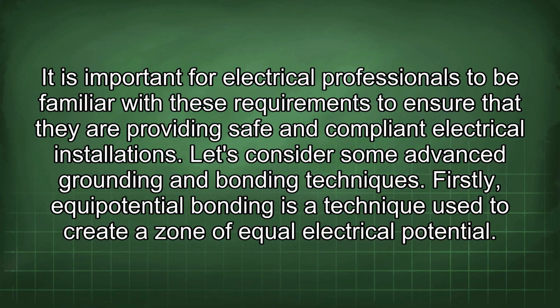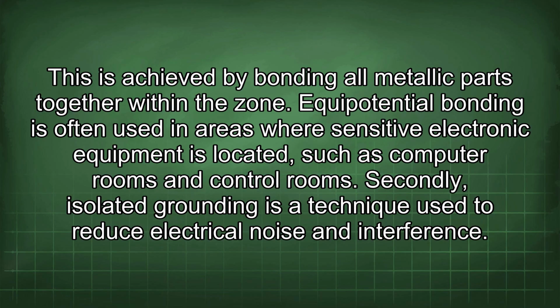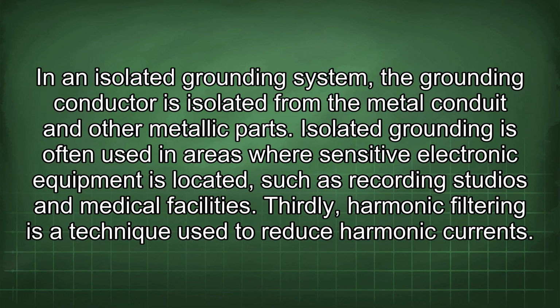Firstly, equipotential bonding is a technique used to create a zone of equal electrical potential. This is achieved by bonding all metallic parts together within the zone. Equipotential bonding is often used in areas where sensitive electronic equipment is located, such as computer rooms and control rooms. Secondly, isolated grounding is a technique used to reduce electrical noise and interference. In an isolated grounding system, the grounding conductor is isolated from the metal conduit and other metallic parts. Isolated grounding is often used in areas where sensitive electronic equipment is located, such as recording studios and medical facilities.